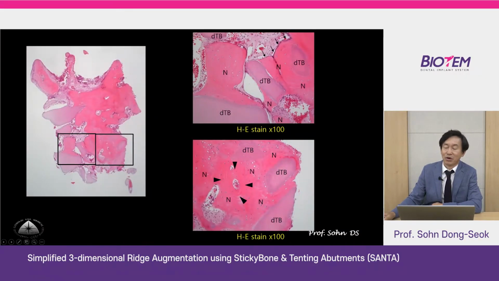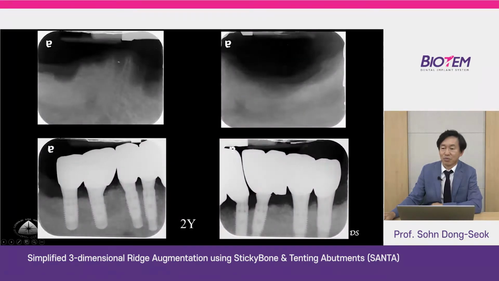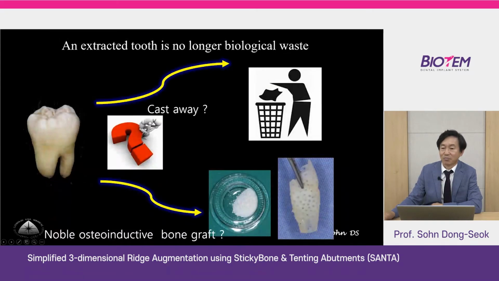Wow, look at the beautiful newly formed bone around the mineralized tooth bone. After 6 months healing, you can see the compact, mature bone between the tooth bone, and you can see the newly developed Haversian systems. Excellent newly formed bone is seen around the dental tooth bone. This is 2 years follow-up. You can see the very stable marginal bone on both sides.